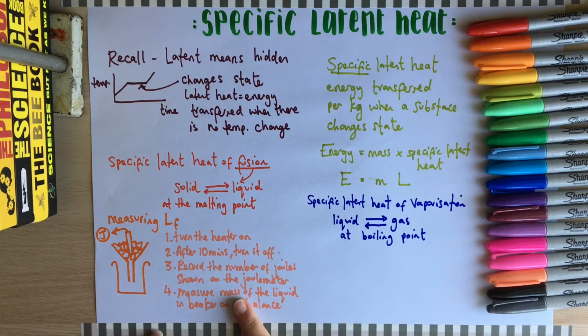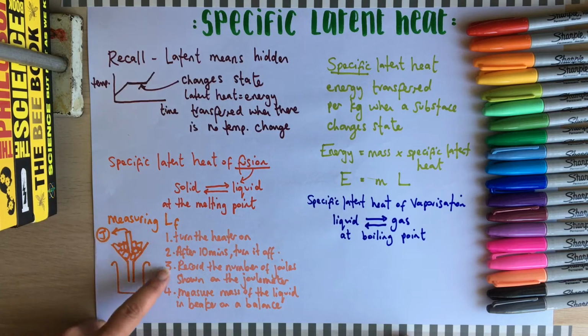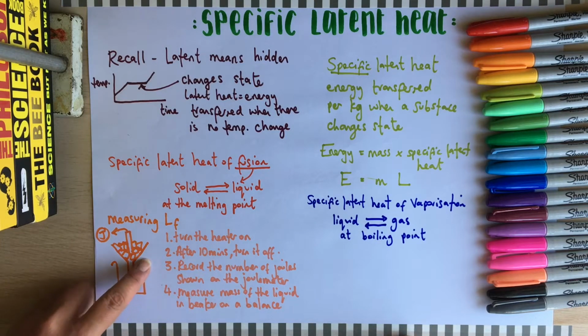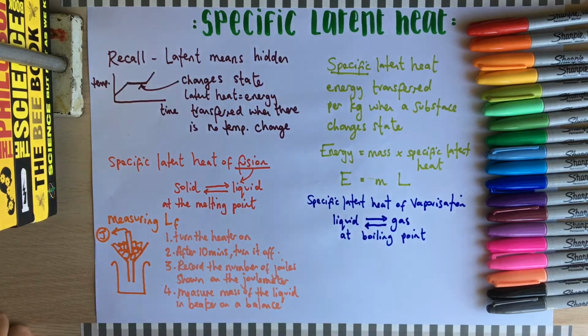The other point to make is that some ice would melt at room temperature anyway. So we could do a set of this without the heater inside and measure how much water is in the beaker anyway at room temperature, and that would work as a control, and we could take that from our final mass so that we knew how much had melted just because of the heater. So that's a bit of a higher level kind of question that you might get asked.